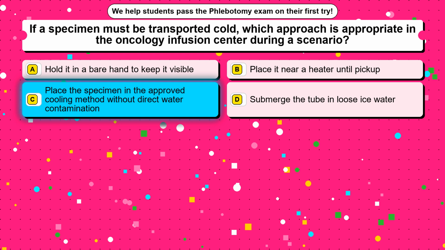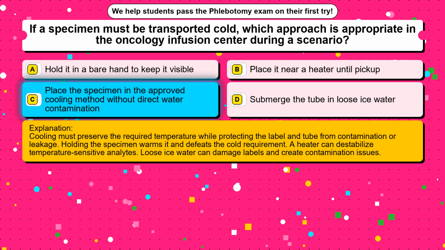Place the specimen in the approved cooling method without direct water contamination. Cooling must preserve the required temperature while protecting the label and tube from contamination or leakage. Holding the specimen warms it and defeats the cold requirement. A heater can destabilize temperature-sensitive analytes. Loose ice water can damage labels and create contamination issues.